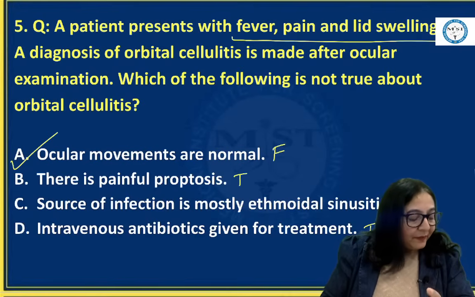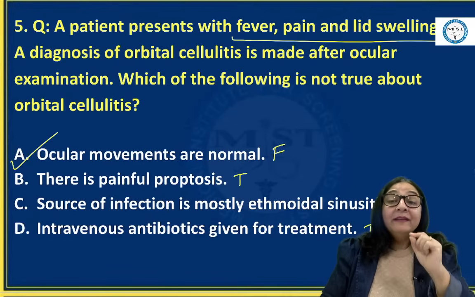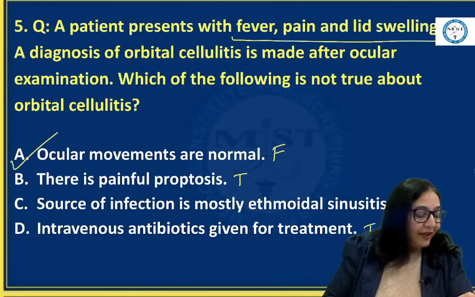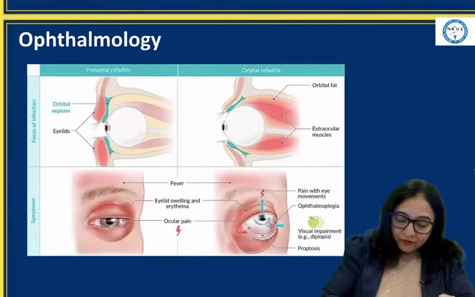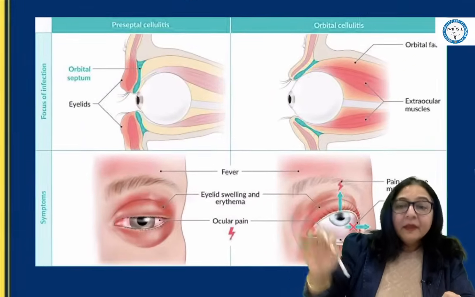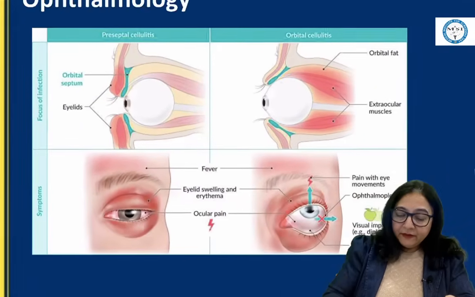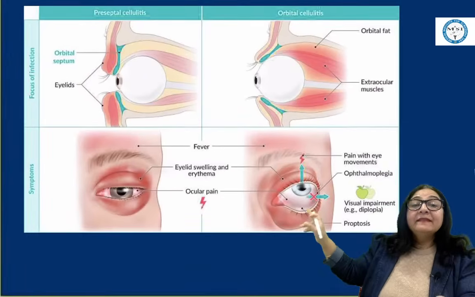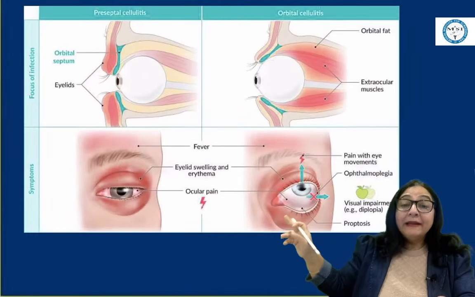So it's not only painful, ocular movements are restricted. Ophthalmoplegia as we call it. Perfect. Right. So just to show you, this is a diagrammatic representation to tell you the difference between preseptal cellulitis and orbital cellulitis.